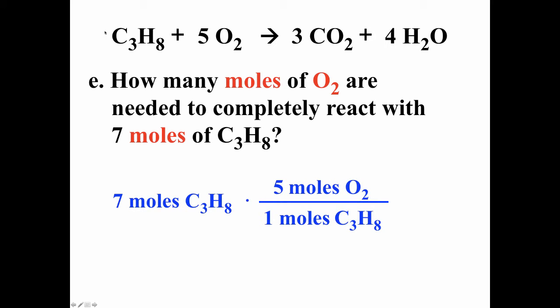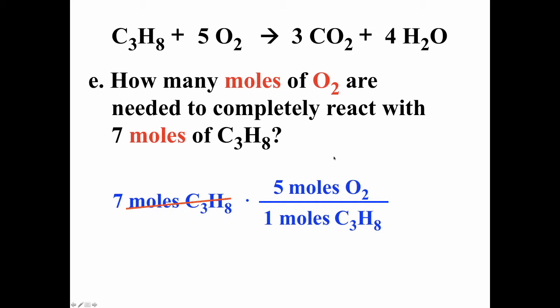The balanced chemical equation tells us that for every 1 mole of propane, we require 5 moles of oxygen to fully react. So do note the stoichiometry: these coefficients balancing the chemical equation are true for molecules, and they're also true for moles. In other words, 1 mole of propane reacts with 5 moles of oxygen to make 3 moles of carbon dioxide and 4 moles of water.